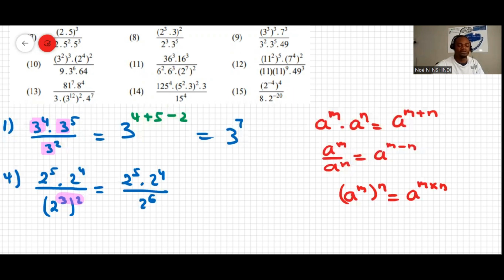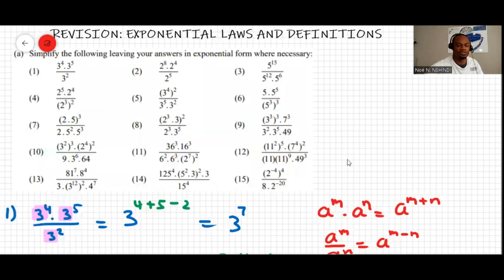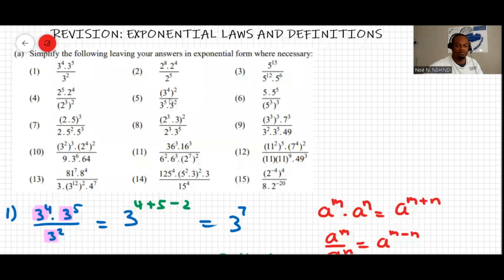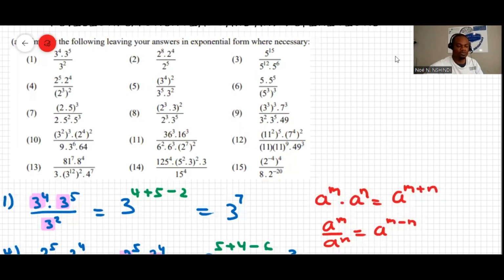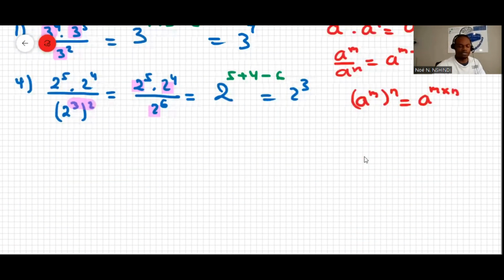Then this will be 2 to the 5 multiplied by 2 to the 4 over 2 to the power of 6. In cases like this where the bases are common, we can just write 1, 2, and then add the exponents of the numerator, 5 plus 4, and then subtract the exponent at the denominator, 6. So this is equal to 2 to the power of 3. Okay, and then we can do the next question. I'll leave questions 5 and 6 because they're similar, but we will do question 7.